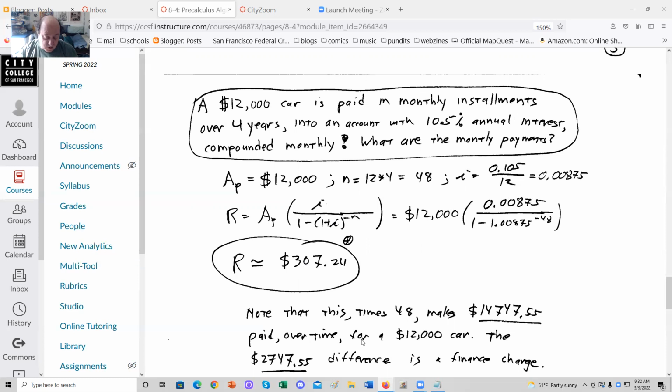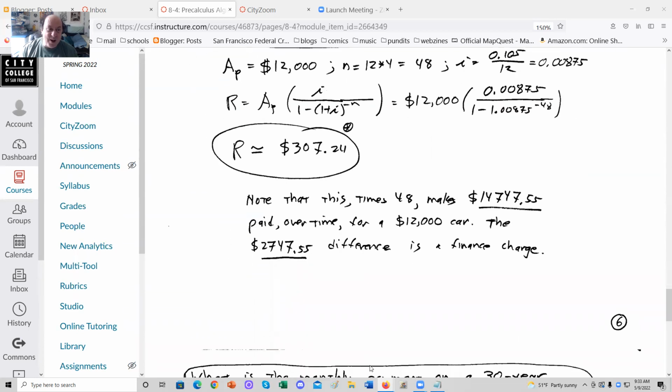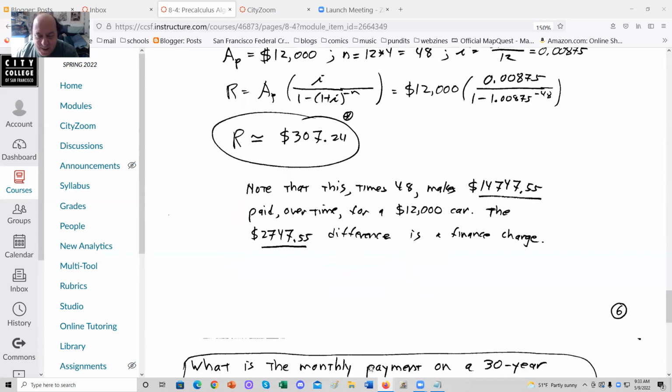4 years, 12 times a year, so 4 times 12 makes a total of $14,747 paid out for a $12,000 car. So that's $2,747 paid for interest service. So that $2,747 is a finance charge for the privilege of owning the car now rather than in the future.